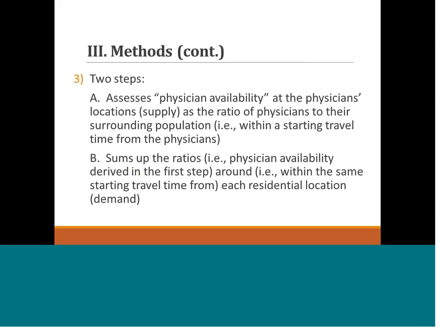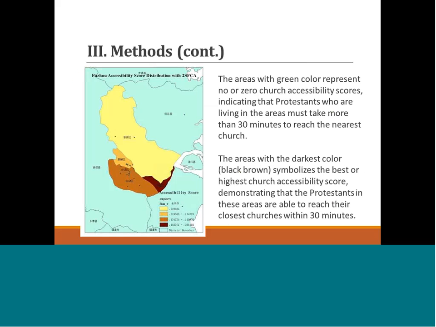The first step is to assess physician availability at the doctor's location, which means the supply, as a ratio of doctors to their surrounding population. That's the first step. Next, we sum up the ratios around each residential location as the demand. That's how we figure out the gap between physicians' supply and patients' demand. That's the basic point of the 2-step method.